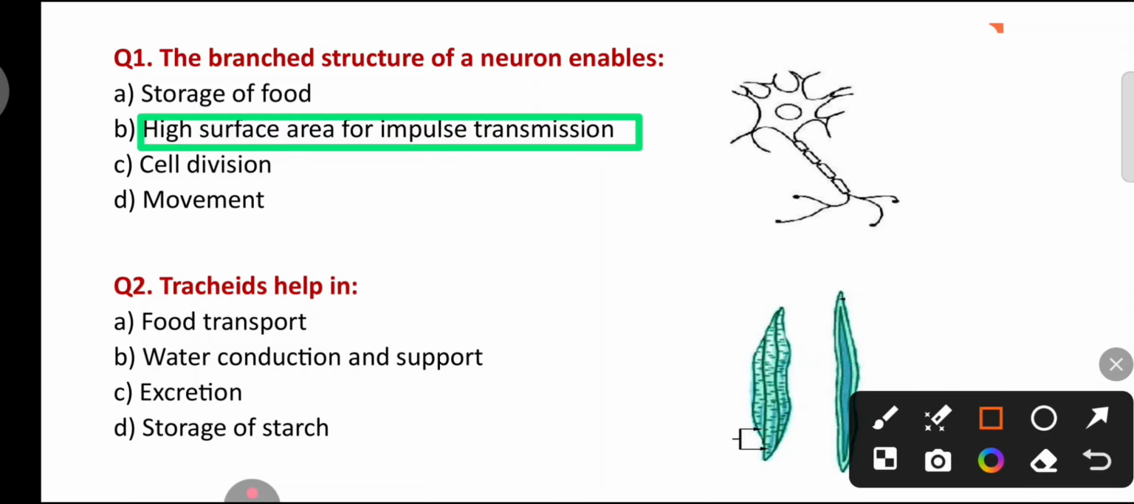Tracheids help in food transport, water conduction and support, excretion, storage of starch. Tracheids are elongated cells present in xylem of plants, and it helps in water conduction and support.